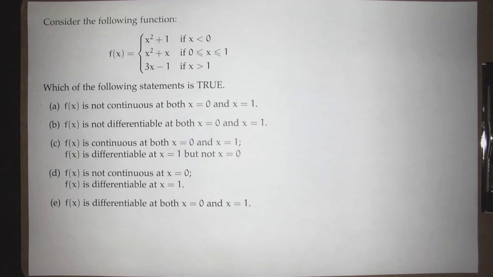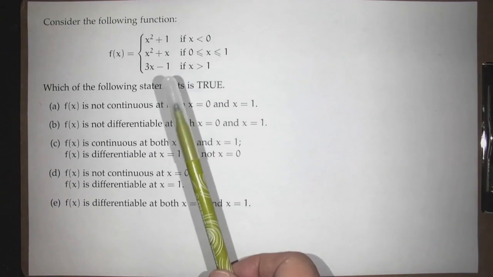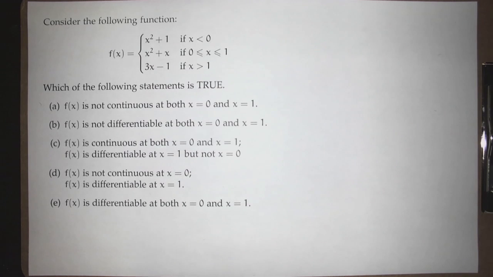Let's start with our problem. Consider the following function. It's a piecewise function. If you're below 0, you look like x squared plus 1. If you're between 0 and 1, you look like x squared plus x. If you're above 1, you look like 3x minus 1. And then there's a series of 5 statements that says, which one of the following statements is true? So one of these things is true. And they deal with the questions of being continuous, not continuous, differentiable, not differentiable, at the points 0 and 1.